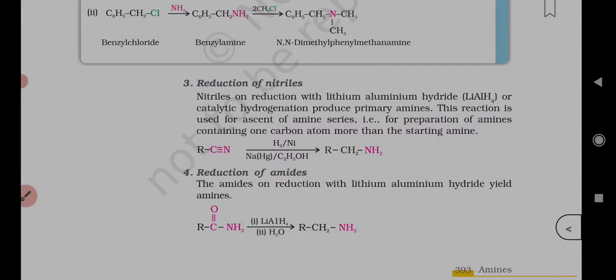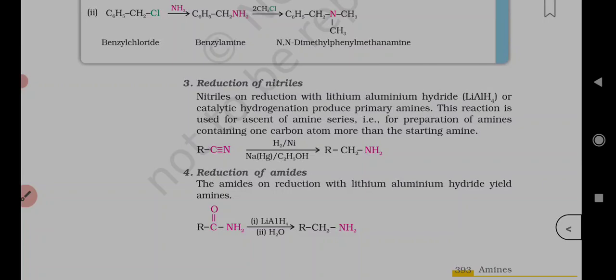CH3 CH2 CH2 NH2. Now how can you prepare benzyl chloride into C6H5 CH2 CH2 NH2, that is 2-phenyl ethanamine? How can you prepare? So for that take chlorophenyl methane, means benzyl chloride, treated with ethanolic NaCN.